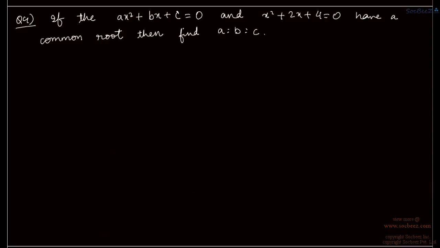The next question here. If the equations ax squared plus bx plus c equal to 0 and x squared plus 2x plus 4 equal to 0 have a common root, then find a is to b is to c. The question asks the ratio of a, b and c. Right? Okay. Again, we start with the same thing.